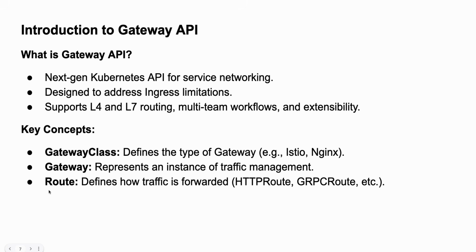After this, we have Route, which defines how traffic is forwarded. It is kind of a route or rules. If we are using an HTTP based service, then we will be using an HTTPRoute file. If the application is gRPC, then it will be using a GRPCRoute.